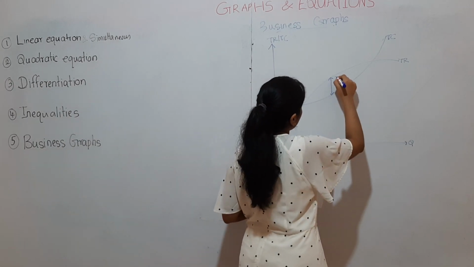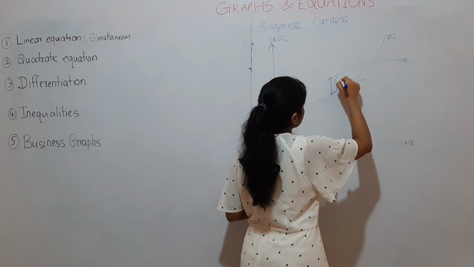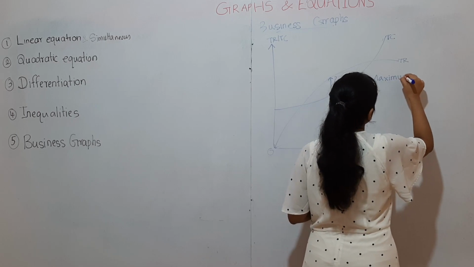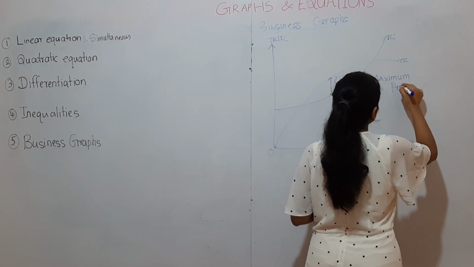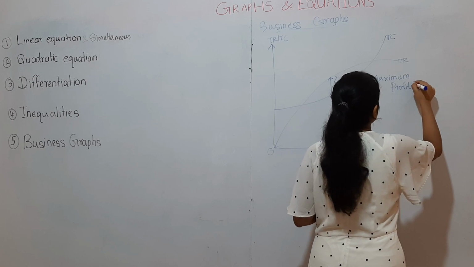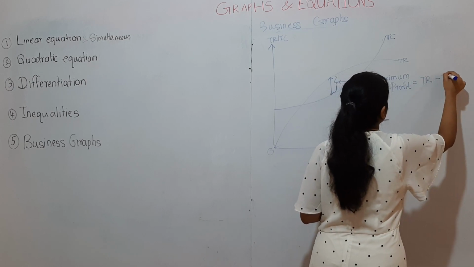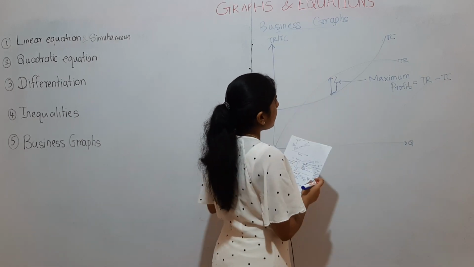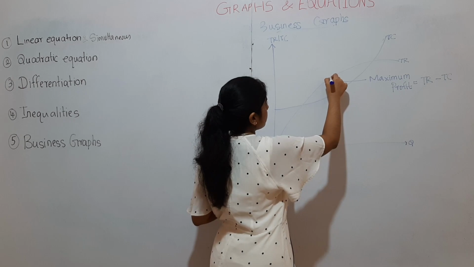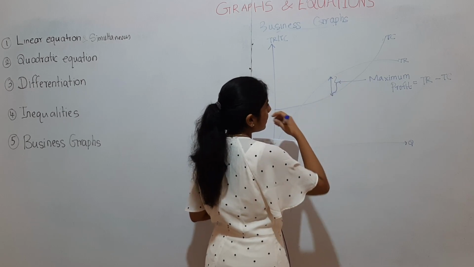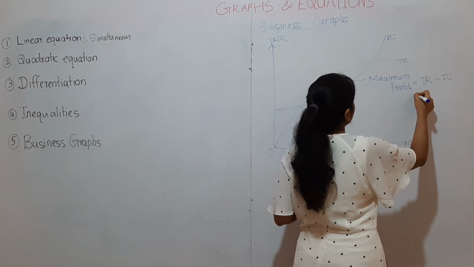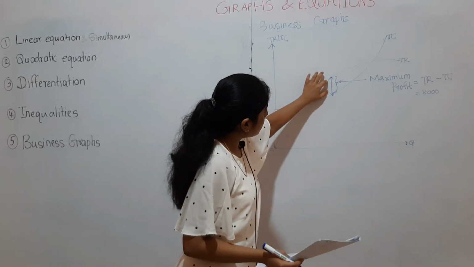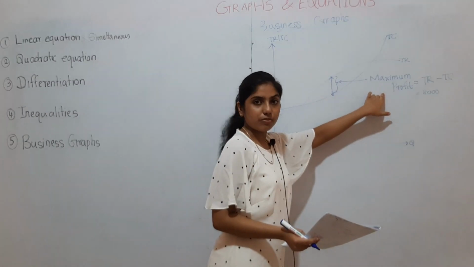The maximum gap between cost and revenue will give us the maximum profit, because it will be the highest difference between revenue and cost. Let's say total revenue was 10,000 here and the cost is 2,000, then the maximum profit is 8,000. So the biggest gap is what gives the maximum profit.